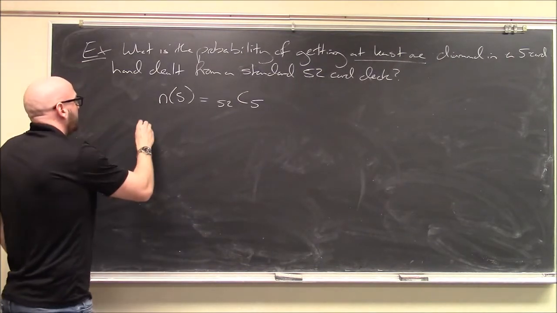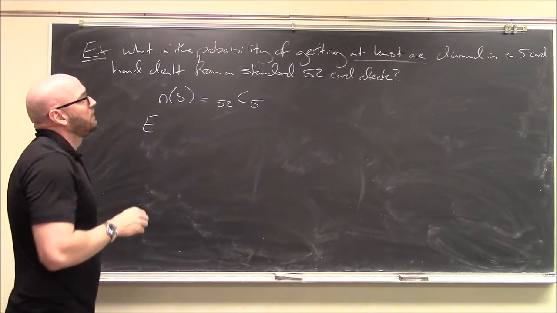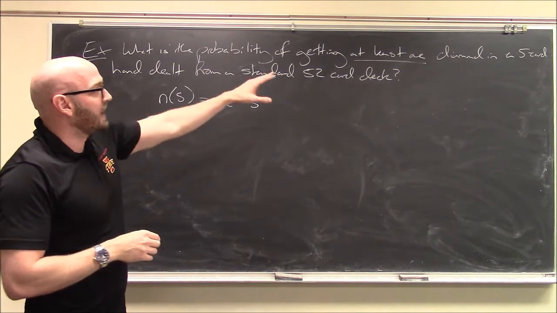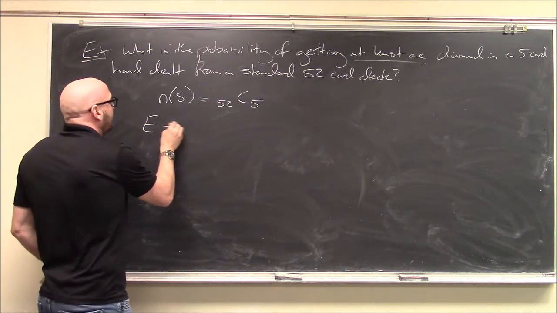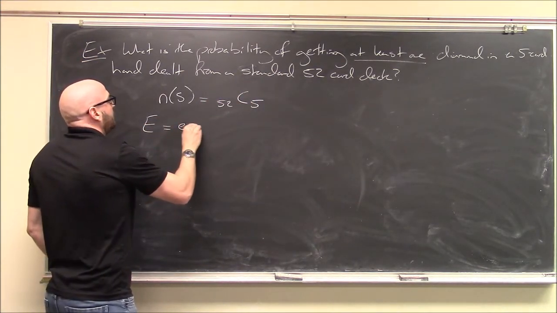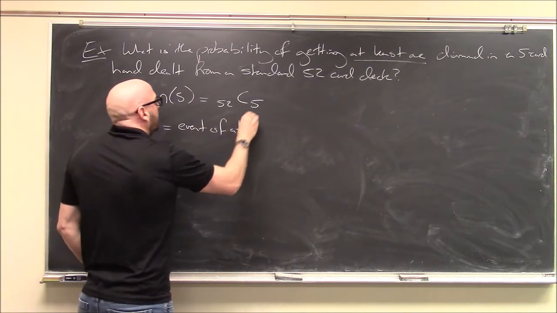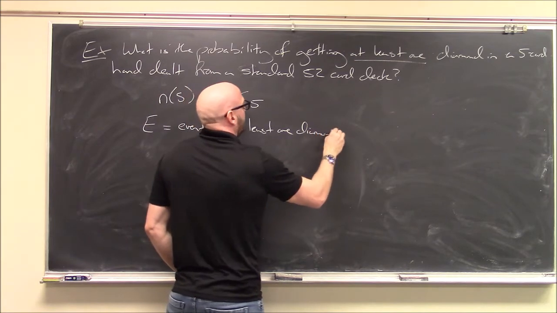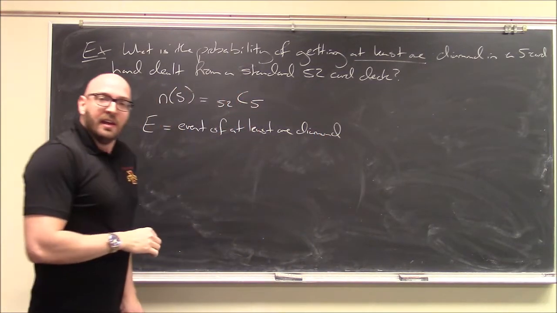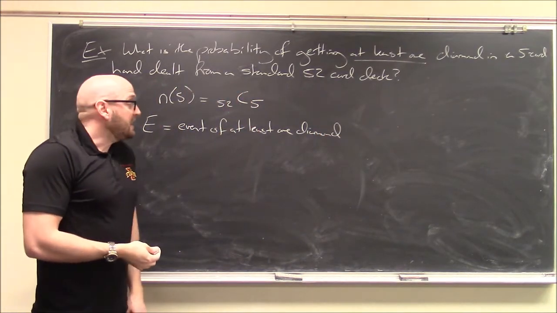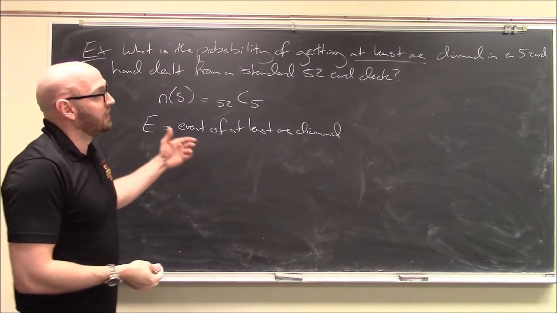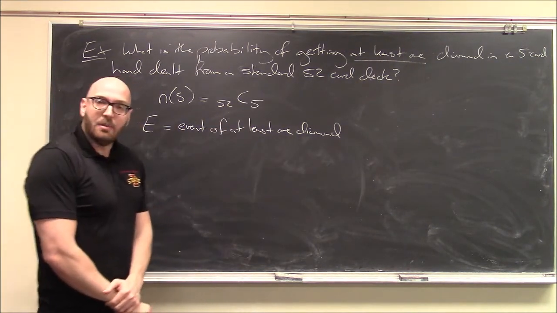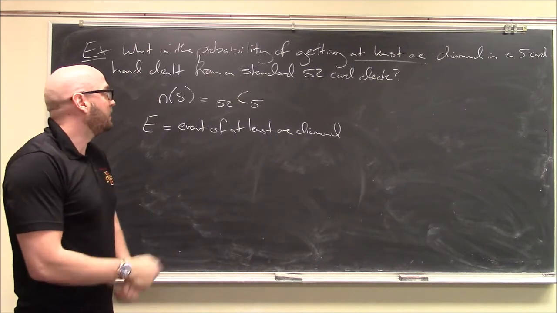Okay, so now let's look at some events. What event are we interested in? We're interested in the event of getting at least one diamond. So E is the event of at least one diamond. And again, if you think in terms of combinations and whatnot, this actually isn't impossible. It's not too hard to think about how many different possible ways you can get at least one diamond.